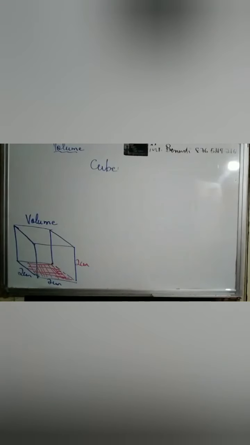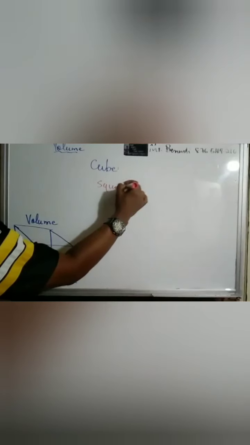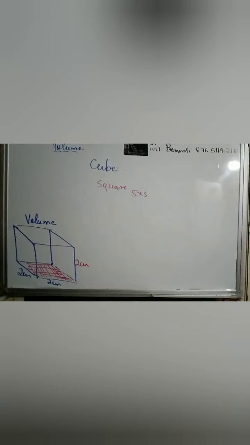Now, as you can see, what shape is the base? A square. Very good. So, in order to find the area of a square, it would be side times side, because both of them are the same. We could say side squared. It means side times side.